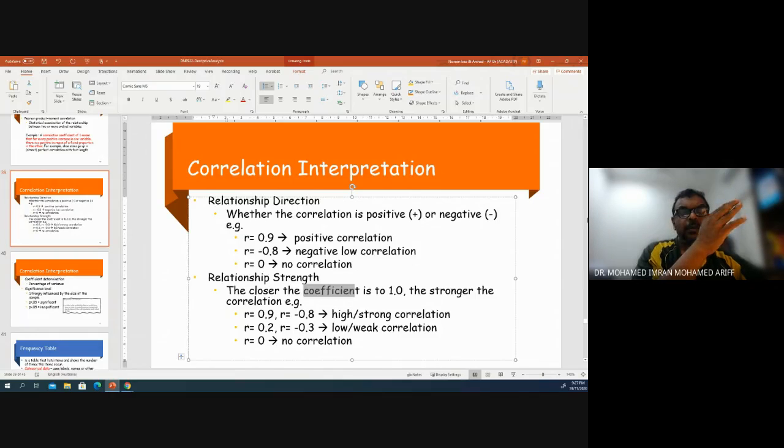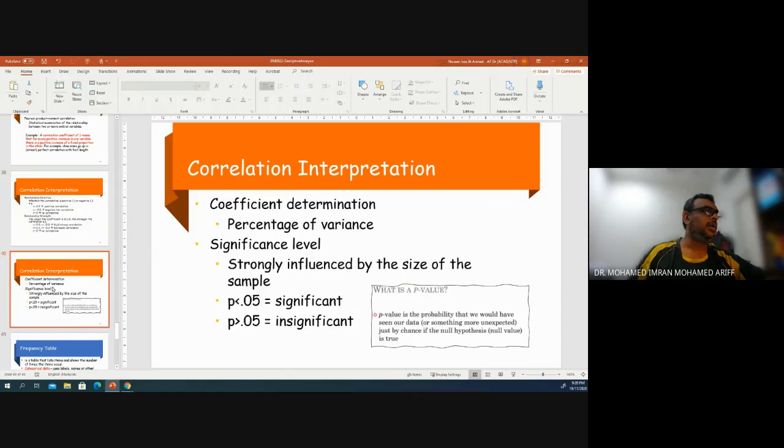So perkataan correlation coefficient selalu digunakan sama. So when we say there is a positive correlation, what is the correlation coefficient? So we say there is a positive correlation between exercising and losing weight, whereby R equals to X. Okay, so that is a correlation. Okay, how do you interpret coefficient?